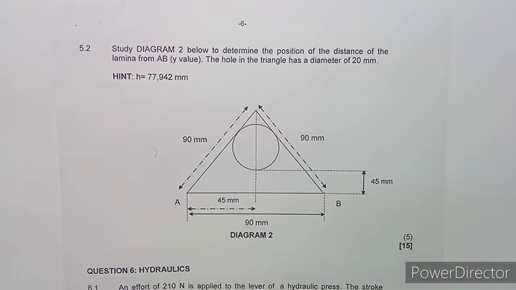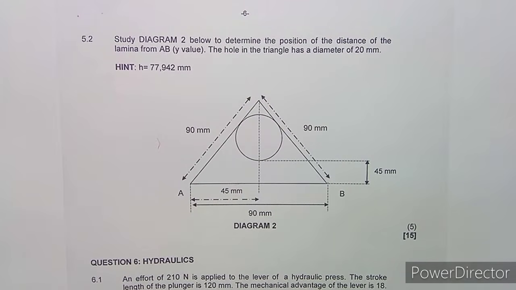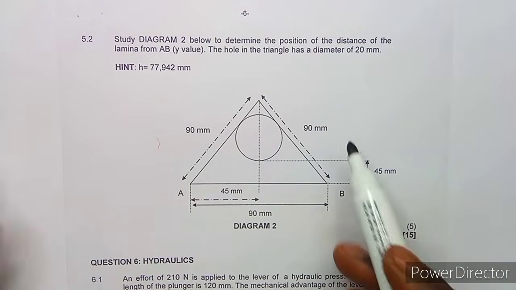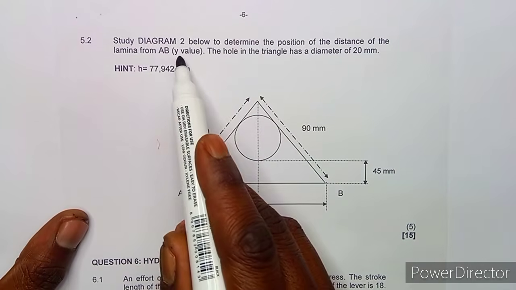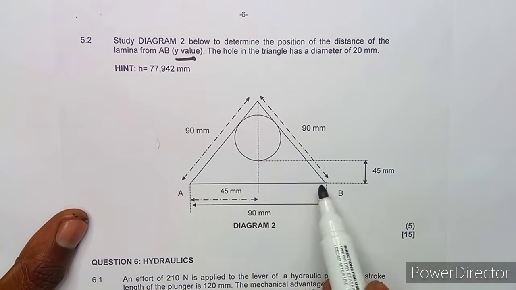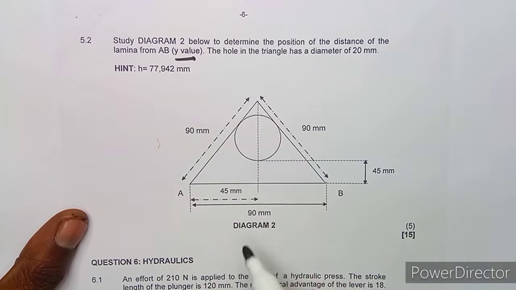Okay, then on the other part, which is on 5.2 there, we had a question which had 5 marks to make it a 15: to study diagram 2 below to determine the distance of the lamina from AB, that is the y value. So AB, which means we shall calculate the y value.